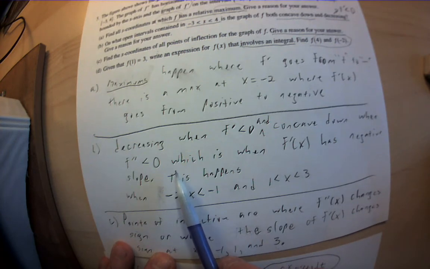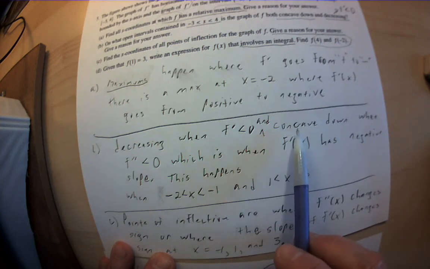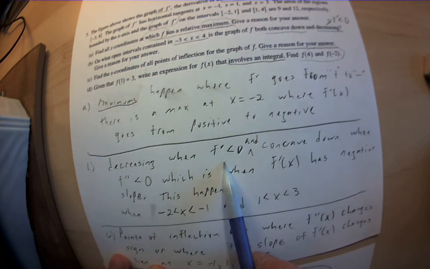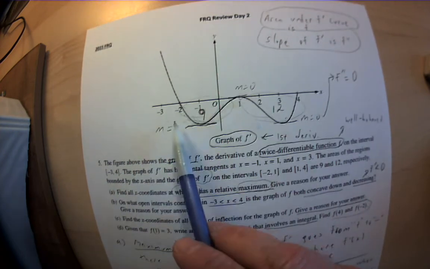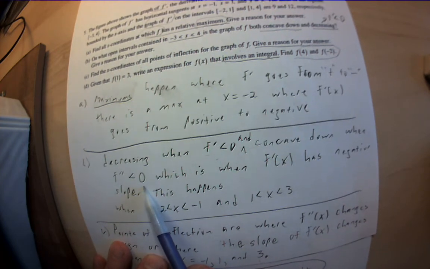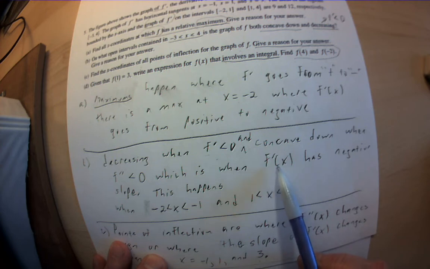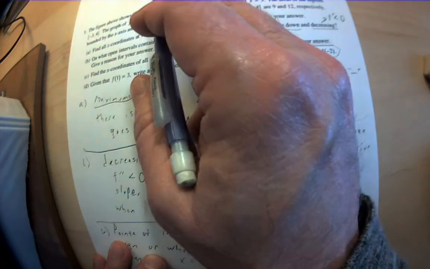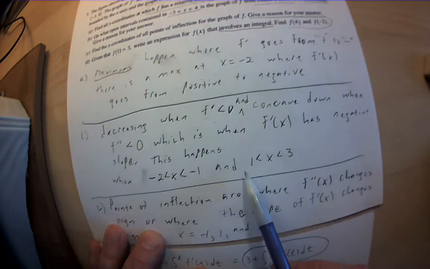B is asking for where you're decreasing and concave down. You're decreasing where the f prime is negative. It's negative here and here. You're concave down when f double prime is negative, but that's the slope of f prime. So where's the slope of f prime negative? It's here and here, so that's the answer to that.